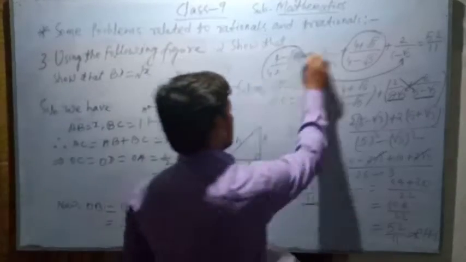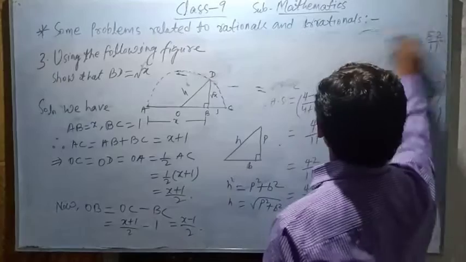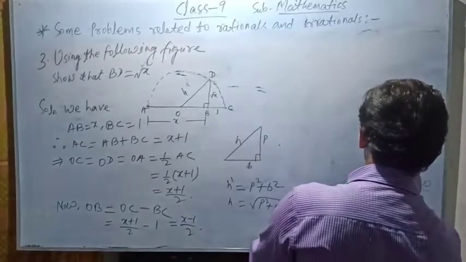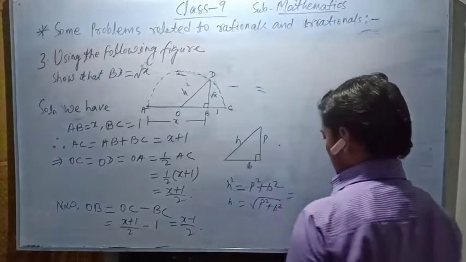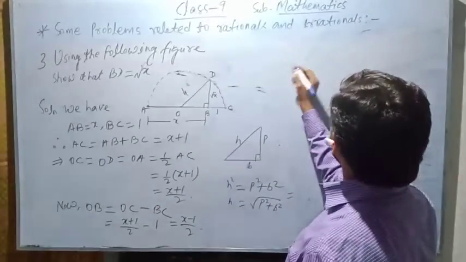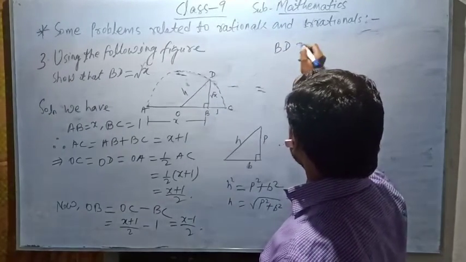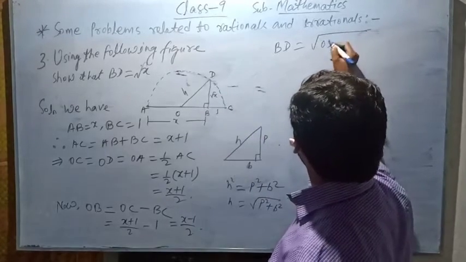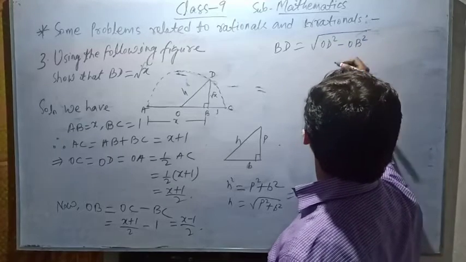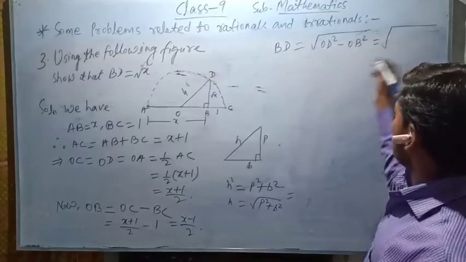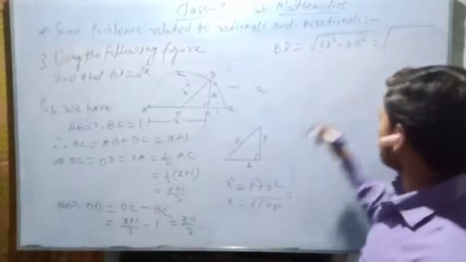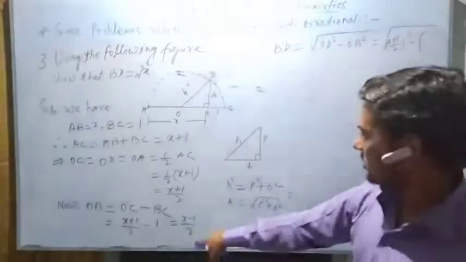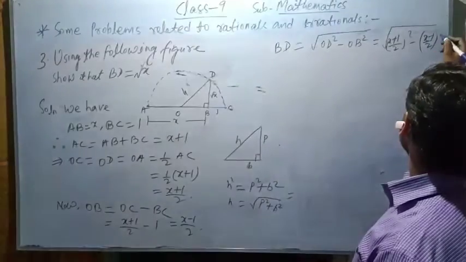This is the value of OB. Now we can find BD. BD is equal to under root OD square minus OB square. Under root, OD is x plus 1 upon 2 to the whole square, minus OB, which is x minus 1 upon 2 to the whole square.